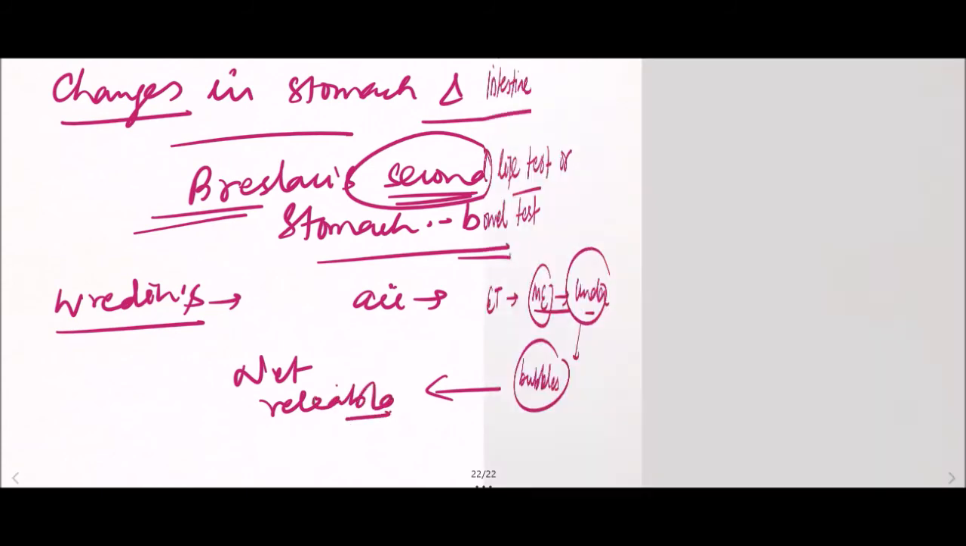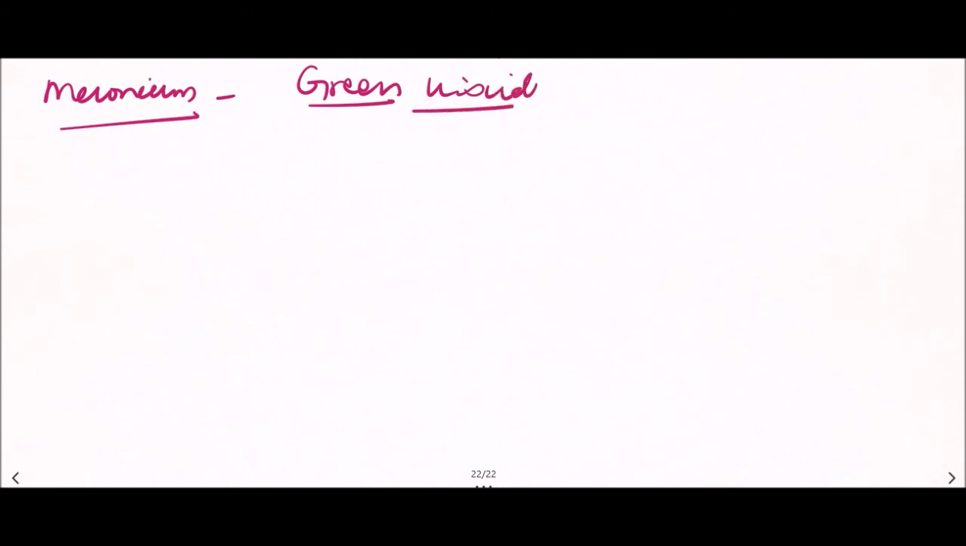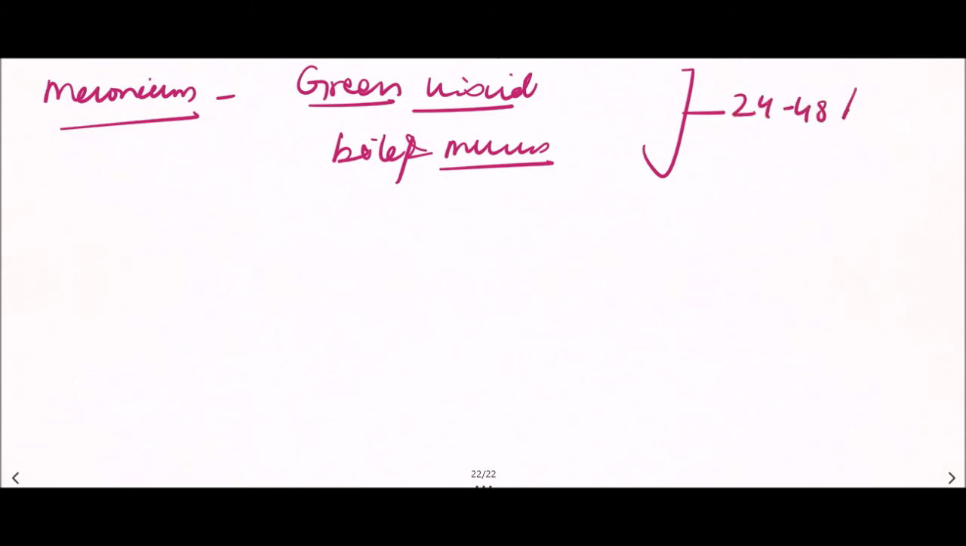Now there are various changes, like there may be meconium staining. So meconium is a green viscid substance. It basically consists of thickened bile and mucus. So the consistency is bile and mucus, and meconium is completely excreted from the intestine or bowel within 24 to 48 hours after birth.